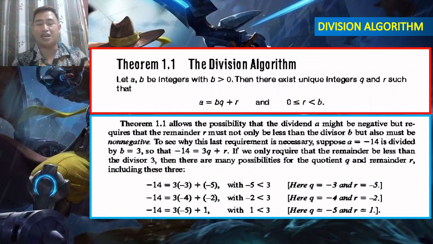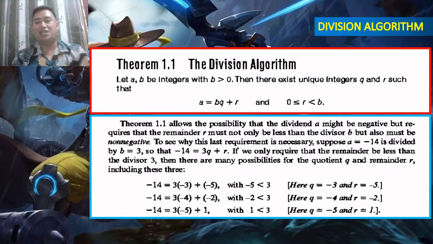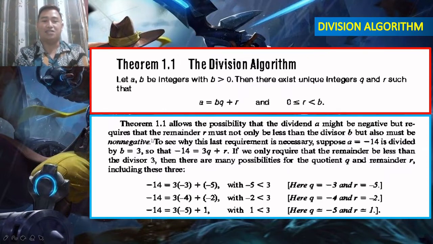So kanina natin makita a equals bq. Okay, Theorem 1.1 allows the possibility that the dividend a might be negative. Okay, class, pwede negative si a, but it requires that the remainder r must not only be less than the divisor b. So dili lang siya less than b, class, but also must be non-negative.